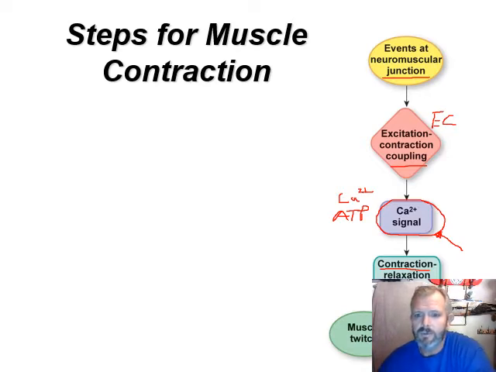All right, so we'll go through these three steps, but first we're going to go a little backwards and go into contraction and relaxation, and then we'll head back to getting that calcium signal out through the events at the neuromuscular junction and the EC coupling events.